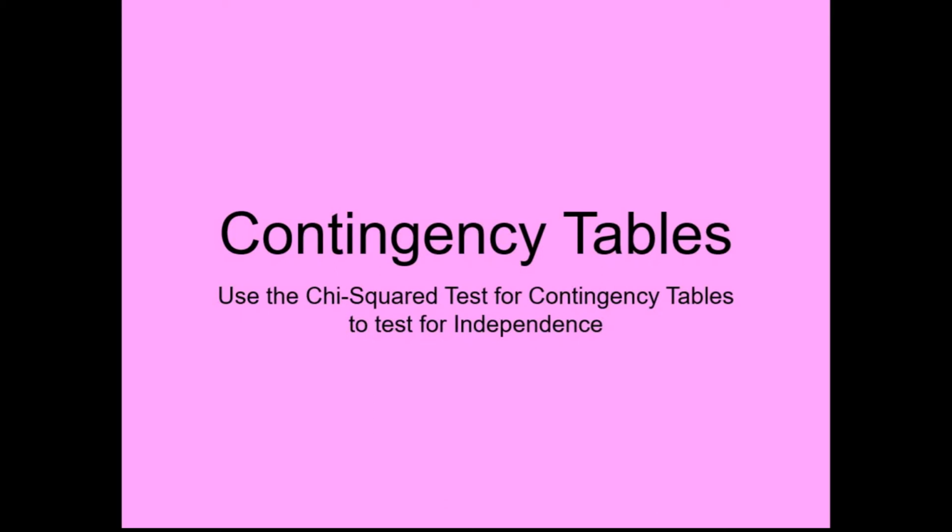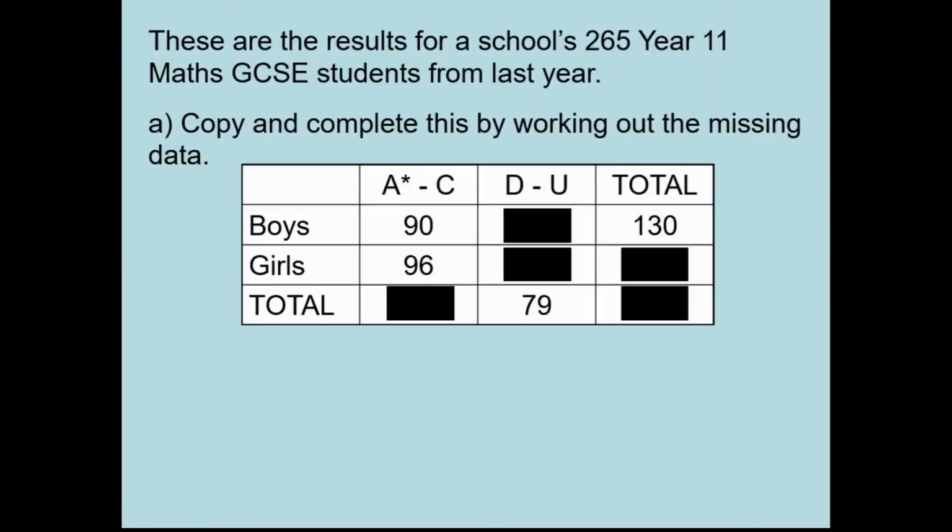Hello folks, so today we're looking at contingency tables and we're going to use the chi-squared test, which hopefully you remember from the goodness of fit tests. We're going to use that to test contingency tables for independence. So what is a contingency table?